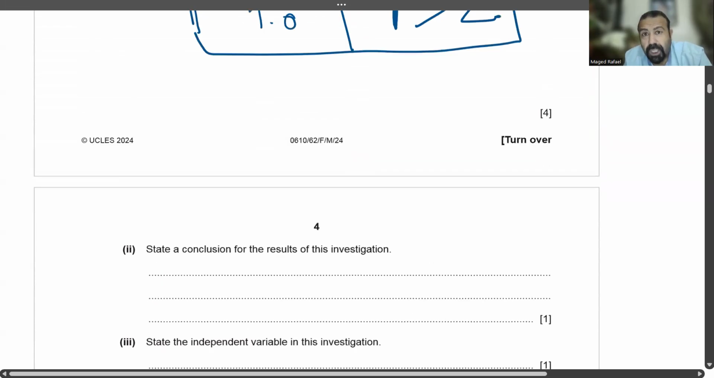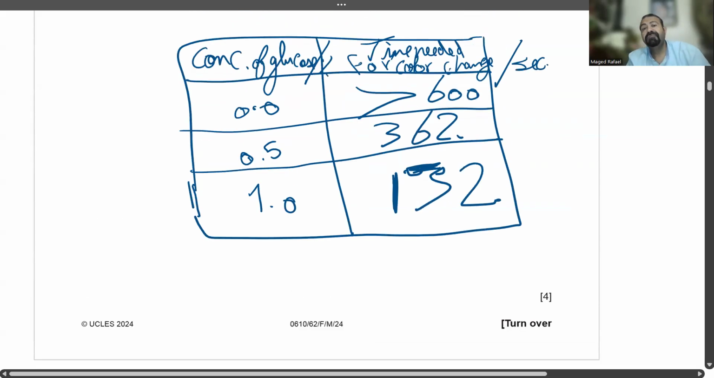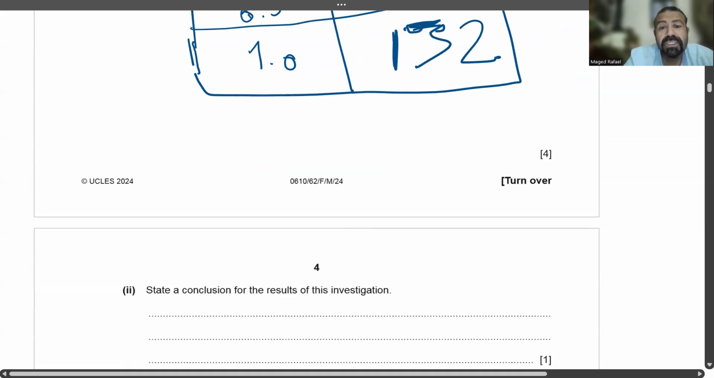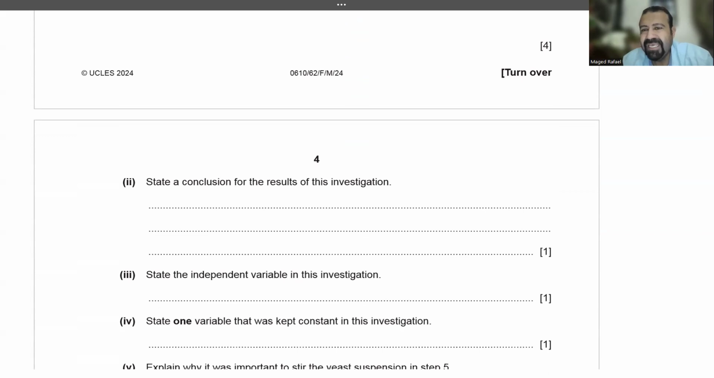Okay. Based on the results provided, what is the conclusion of this experiment? As concentration increases, what happened to the rate of respiration? The conclusion is not a reading from the data. Conclusion, as I told you several times: what is this experiment telling me? That's what I want you to write, and it is a 1 mark question.